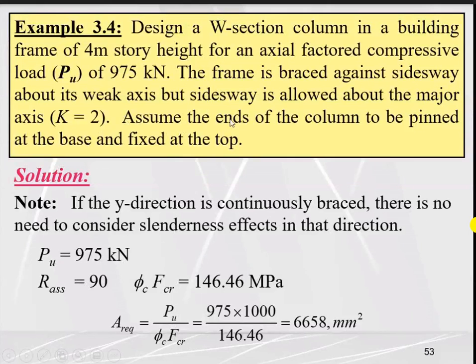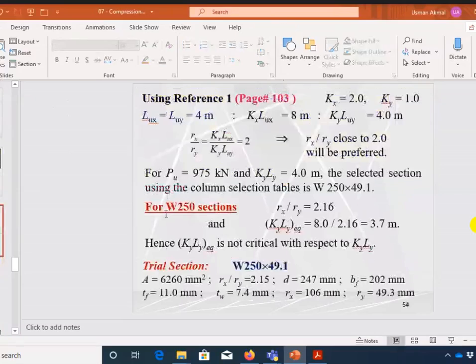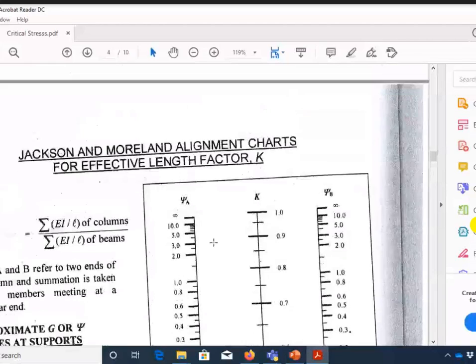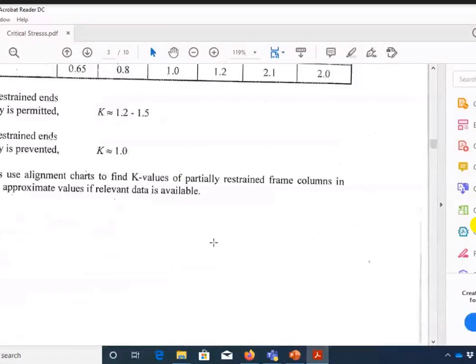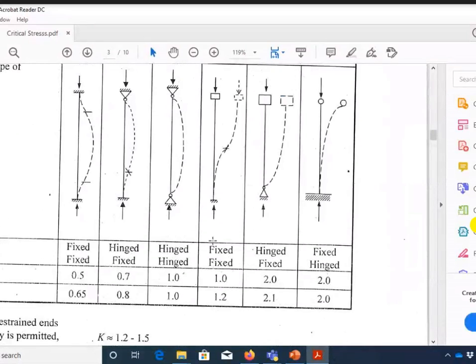Actually, we missed one thing. Assume that the ends of the column to be pinned at the base and fixed at the top. So the column is pinned at the bottom and fixed at the top. So we will consult this page because we are directly provided the end condition for the top and the bottom.